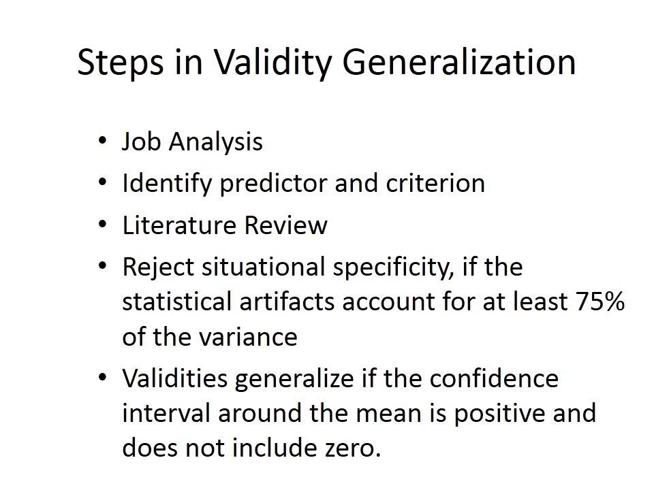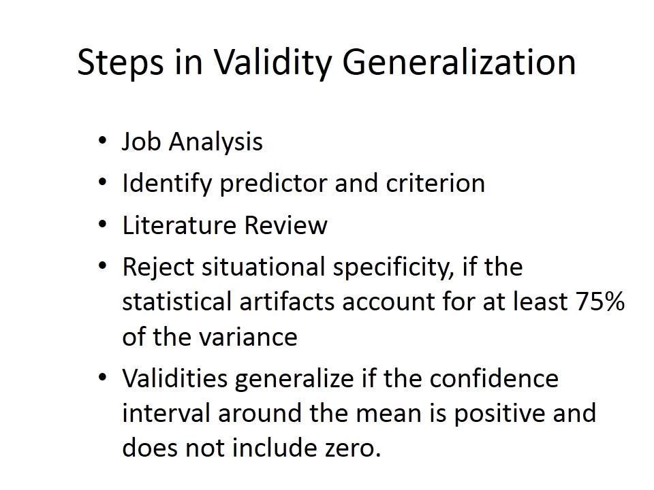More reasonably, we might find that the validity coefficient mean, again from all these studies, might be an R of 0.30, and the confidence interval is 0.05, which means that the mean across all these studies of the actual relationship between the predictor and criterion is somewhere between 0.25 and 0.35. It's positive, it doesn't include zero, we have validity generalization, as long as the statistical artifacts are accounting for at least 75% of the variance. You need to meet both of these.